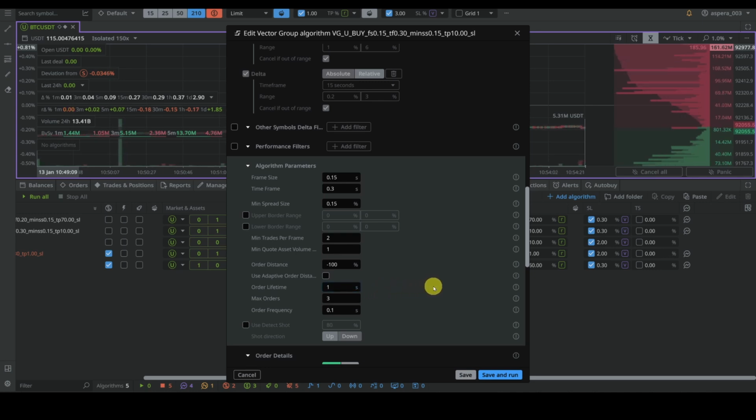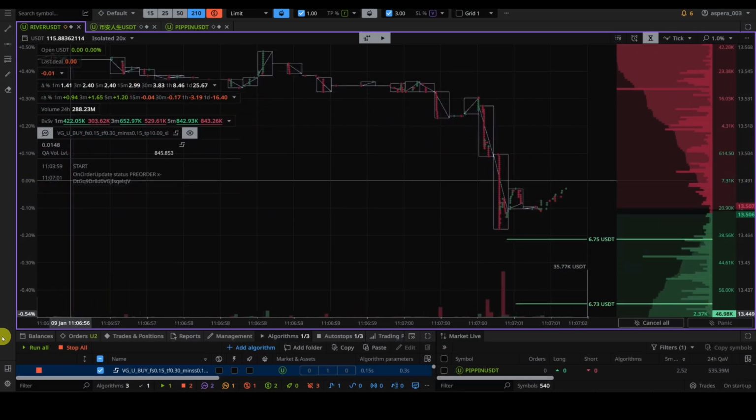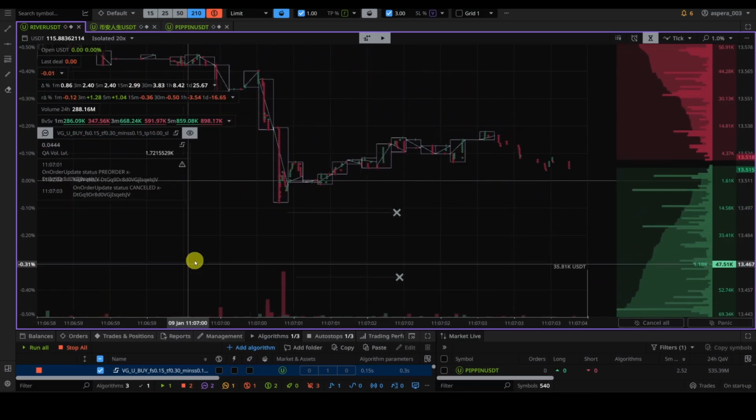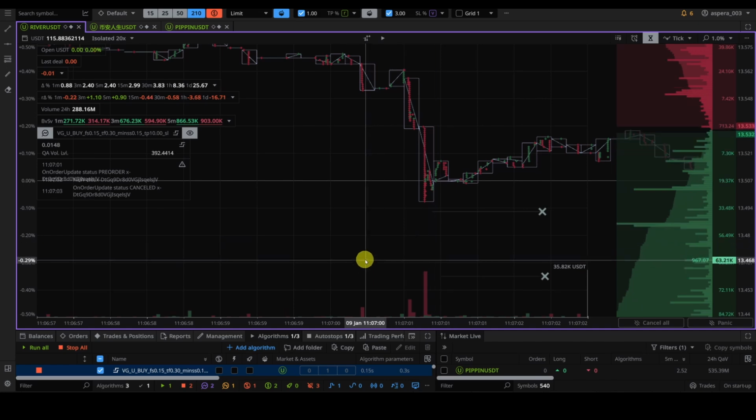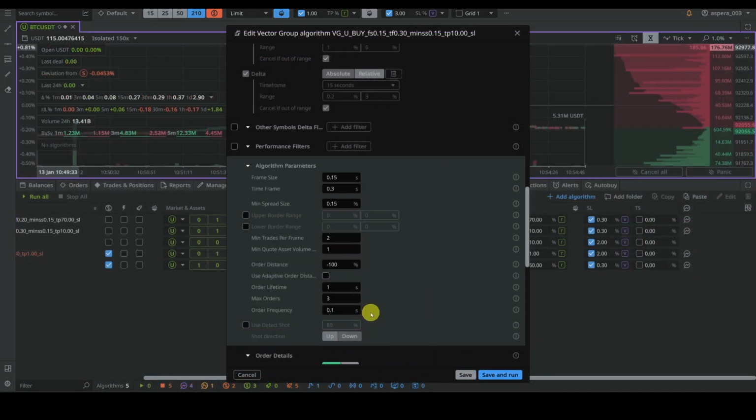Now, why did I not get a third order? My first intuition is that the frame size of 0.15 seconds is way too small to fit in all 3 orders, each 0.1 seconds apart. By the time the third order was supposed to be placed, the frame had ended, and so had the pattern. Let's test this by stretching the frame size to 0.3 seconds and the time frame to 0.6.